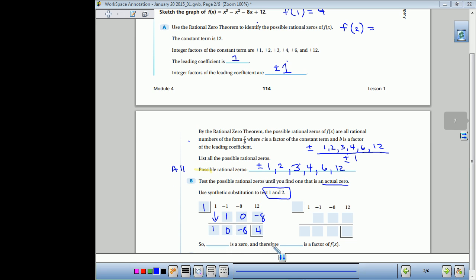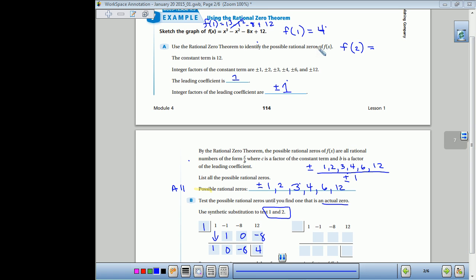So you can test to see if it's an actual zero through plugging in and synthetic division? You can, but I wouldn't do both unless you actually got 0, because this doesn't help us. There's nothing we can do with this. This just tells us 1 doesn't work. But so did this. Didn't this tell us 1 is not a zero?